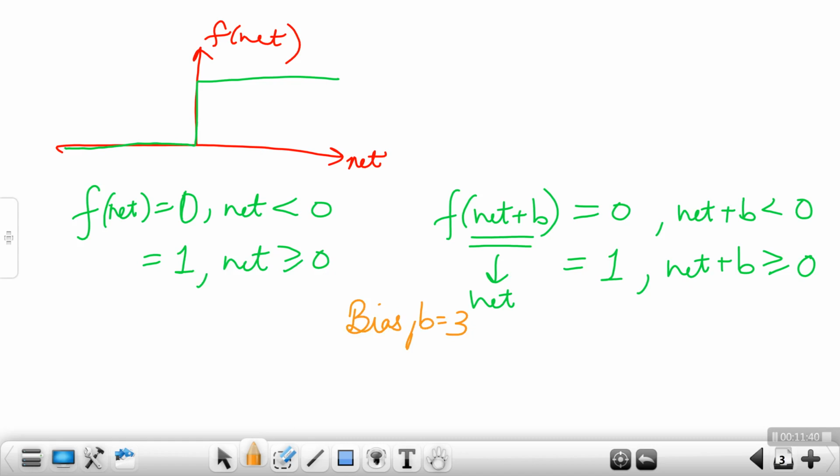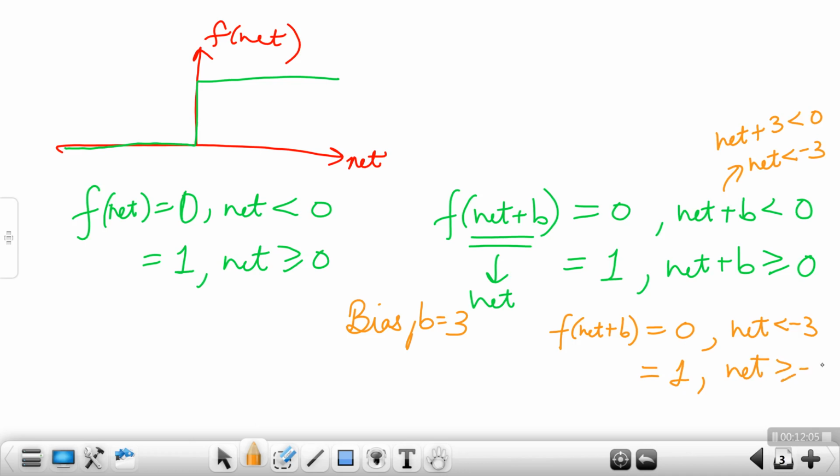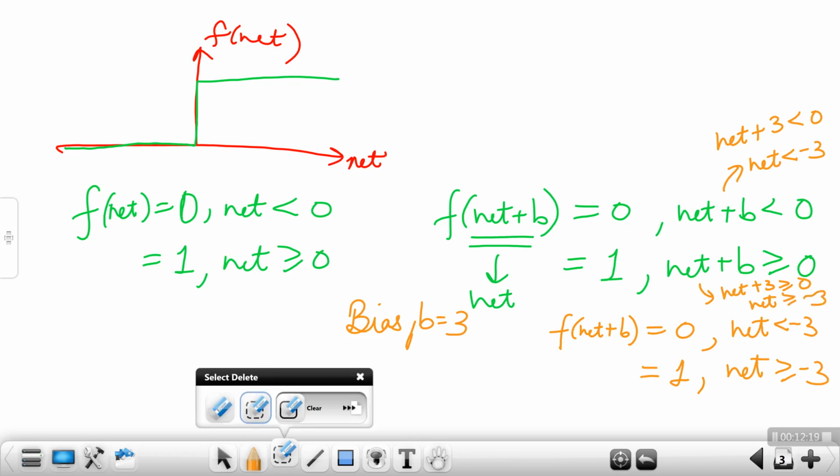So what will happen to this? This particular output f of net plus b will be equal to 0 when net plus 3 is less than 0. So net will be less than minus 3. And it will be equal to 1 when net is greater than or equal to minus 3. We get this from net plus 3 is greater than or equal to 0, so net will be greater than or equal to minus 3. I'll just erase this part.